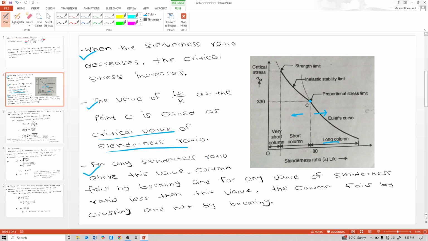Now see this point. For any slenderness ratio greater than this C value, which is written there as 80, that means greater than 80, the column fails by buckling. Why buckling? Because this is a long column. And for any slenderness ratio less than this C point, less than this 80, this column fails by crushing. Because this is a short column. So understand this through the graph.